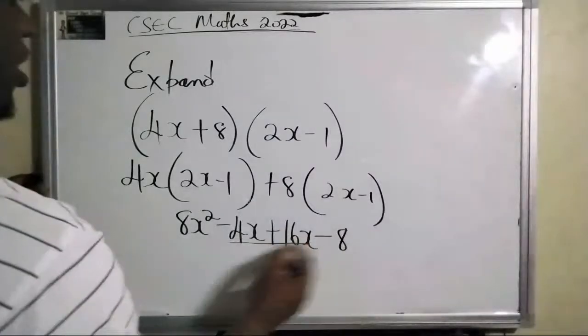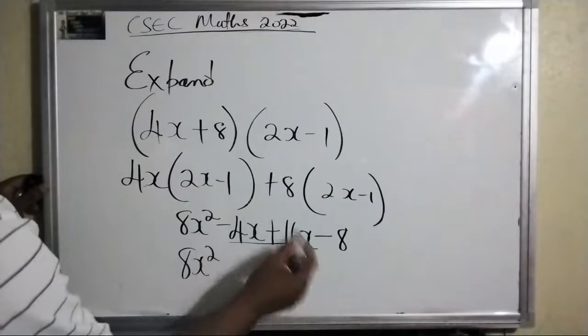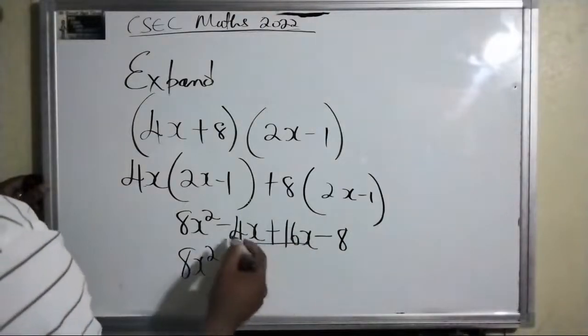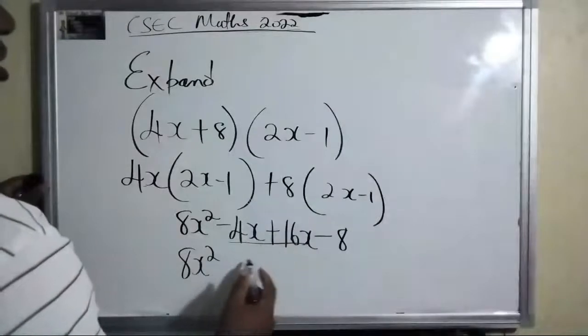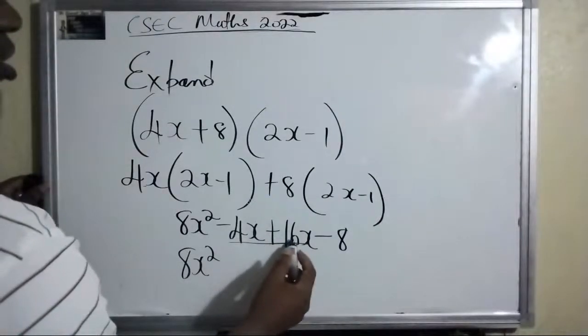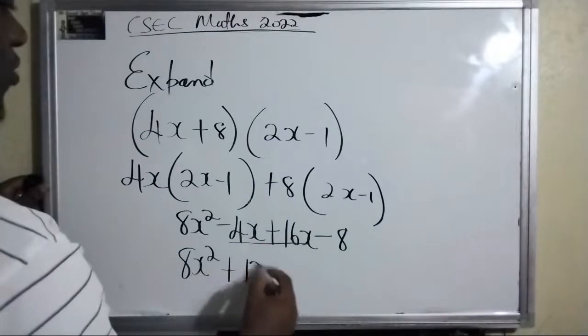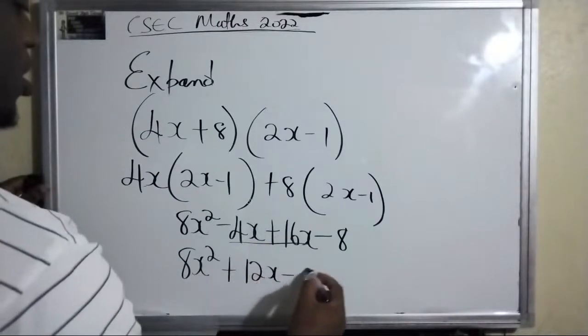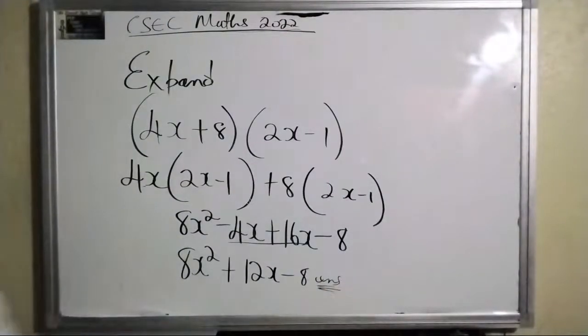Again, these are the like terms. We have 8x squared, and this can be written as 16x minus 4x. Once the sign in front of it is correct, we can turn it around, right? So this is the same thing as 16x minus 4x. That would give us 12x minus 8. And that would be our answer.